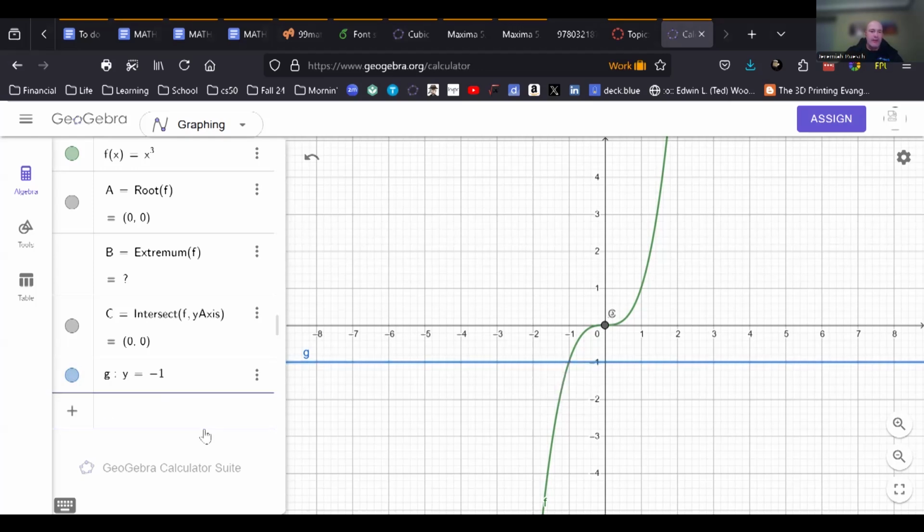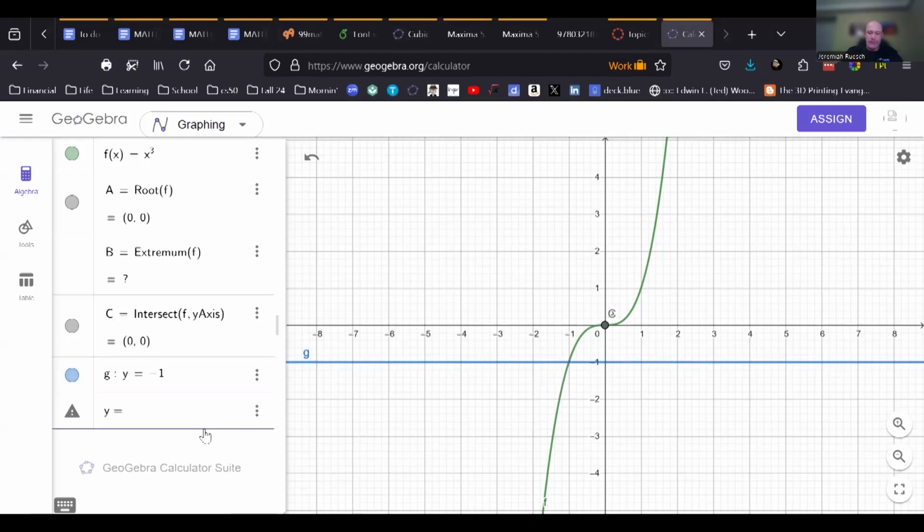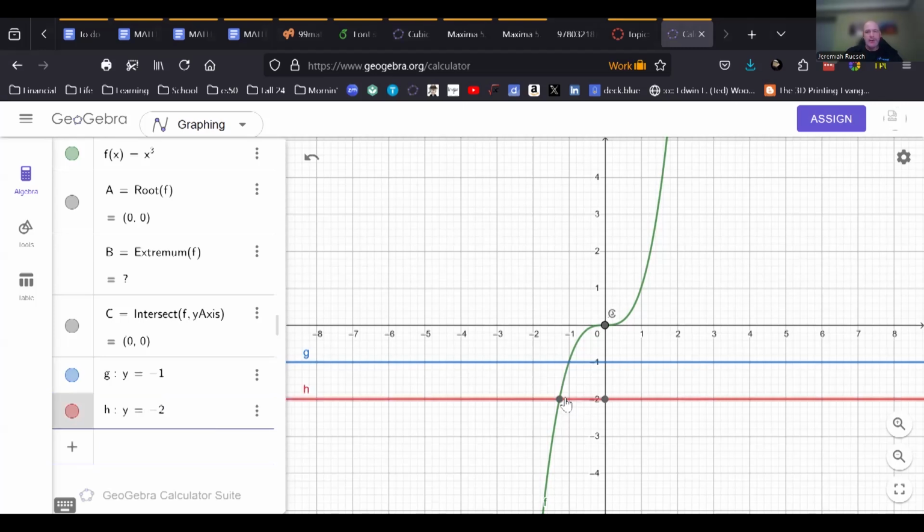Likewise, doing part C is just as easy. So we're going to say y is equal to -2. And hitting enter there, we get the point of intersection there is at this negative value. So this is that irrational number that we were talking about, which is the cube root of 2. This is what it looks like as a decimal.